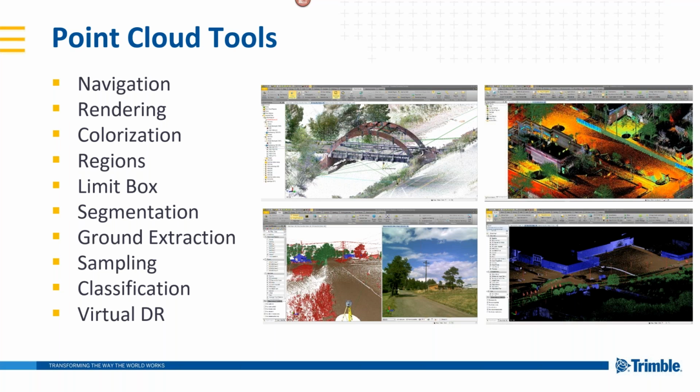The limit box is a nice tool to decide what you want to see in the view. Then you have the ability to segment data: you use a polygon selection tool and decide to keep the data in or keep it out of the selection. Ground extraction and classification are very interesting. Like you can see here, it automatically recognizes ground from vegetation, from the light poles or power poles. And then there are some of the sampling tools. One of my favorites is the virtual DR. We hope that we can demonstrate more of these as we go along in today's presentation.